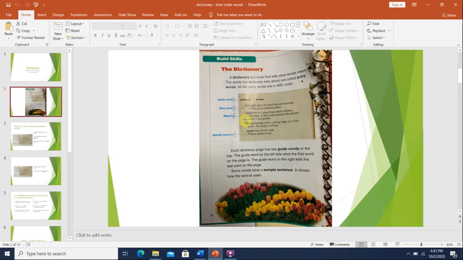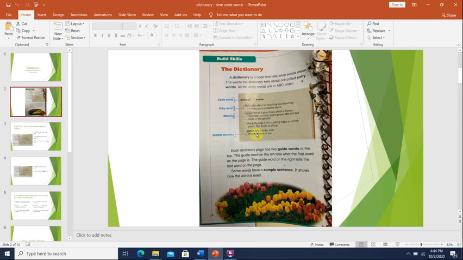For example, the second entry word is seed. Part of a plant from which a flower, vegetable, or other plants grow. So after this entry word, we have the definition or the meaning. And then after that, we planted seeds in the garden. This is the sample sentence. So if I say guide words, where are the guide words? They are on top, school and store. If I say how many entry words does this page show you? We have 1, school, 2, seed, 3, sharp, 4, speak.